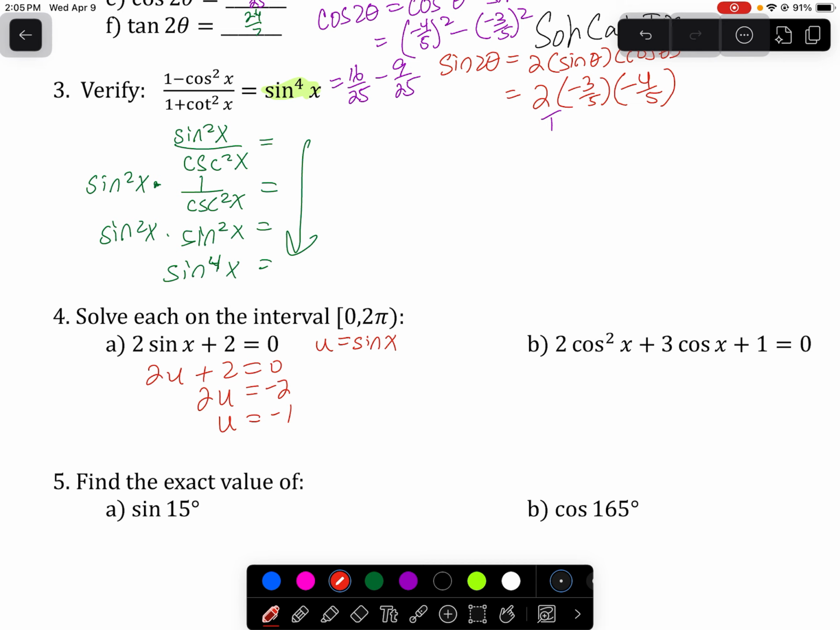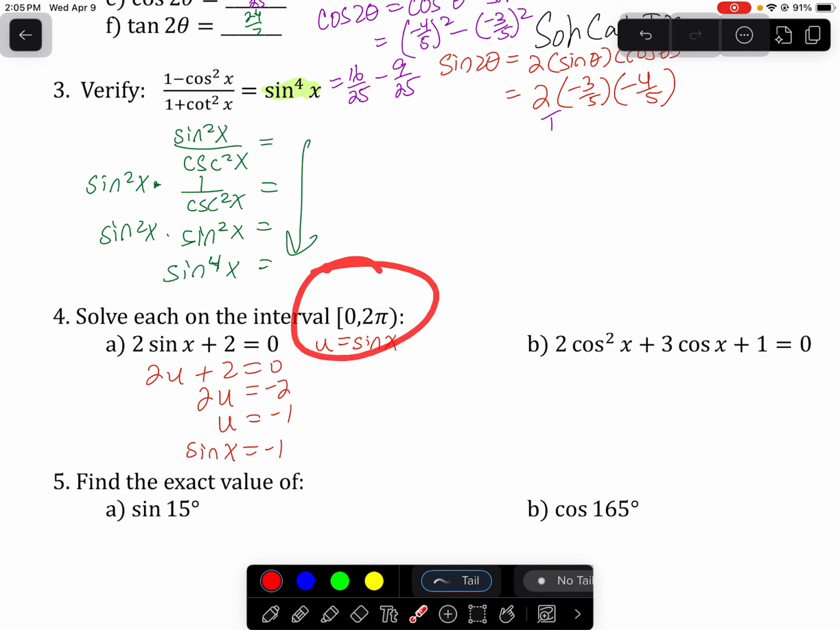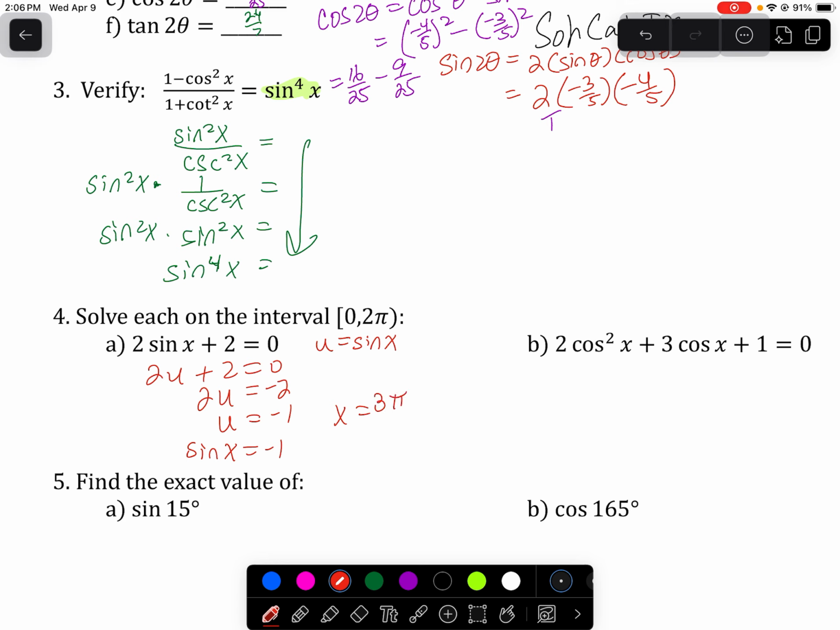Now, once you've solved for u, put your trig function back on, and then ask, where does that happen on one loop around the unit circle? So if we think about the unit circle, the sine is our y value. It's -1, down, pointing at 270. I want to answer in radians as 3 pi over 2. So that one only had one answer.